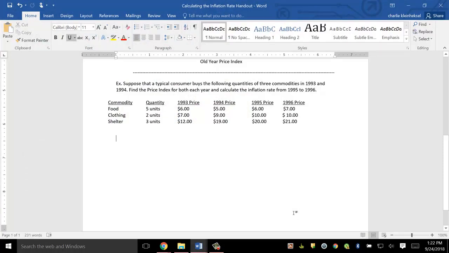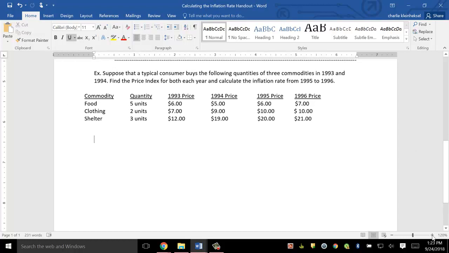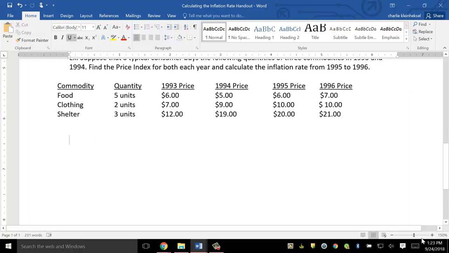So this should be the sheet that you have, and I'm going to see if I can make this a little bit bigger for you, because I'm going to use this example to help us calculate the inflation rate. Is that better? All right.